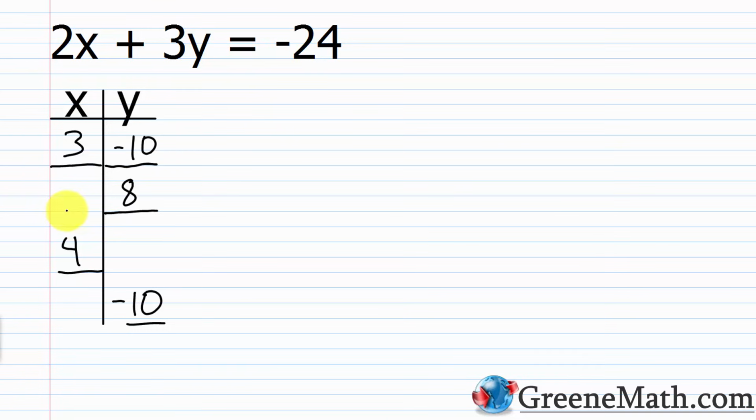So we can come back up here and say that the missing value here is negative 24. Right, this would be another ordered pair solution. Negative 24 for the x value, 8 for the y value.